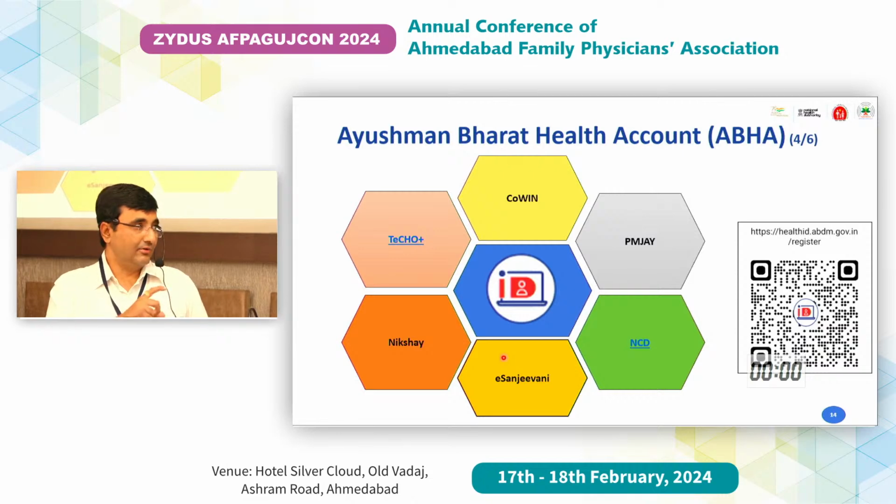There is a QR code displayed on the screen. You just need to scan the QR code, key in your Aadhaar number, key in your OTP, and your ABHA is ready. The QR code is also available on the pamphlets shared with you, in the yellow pamphlet.